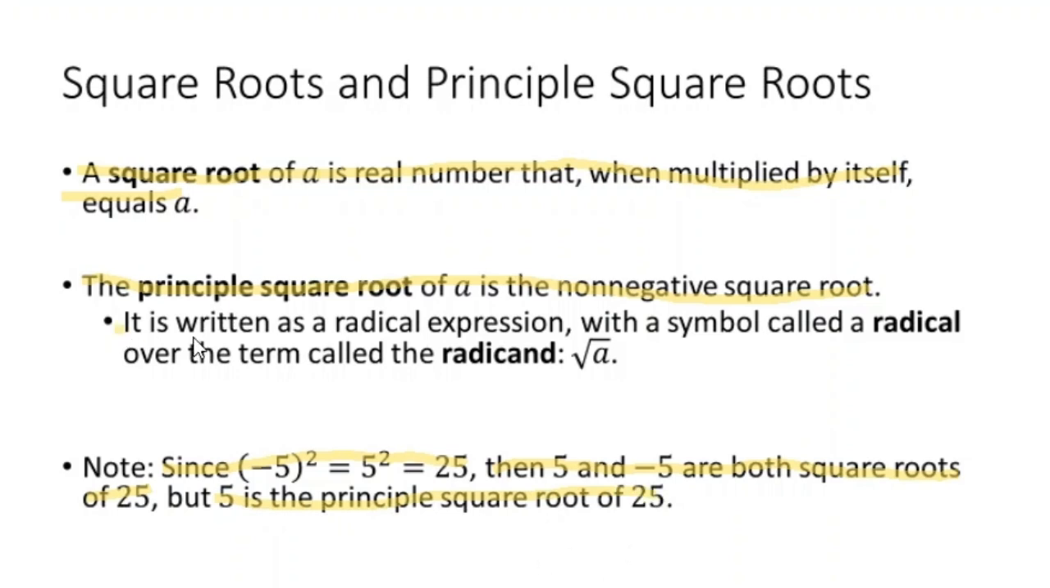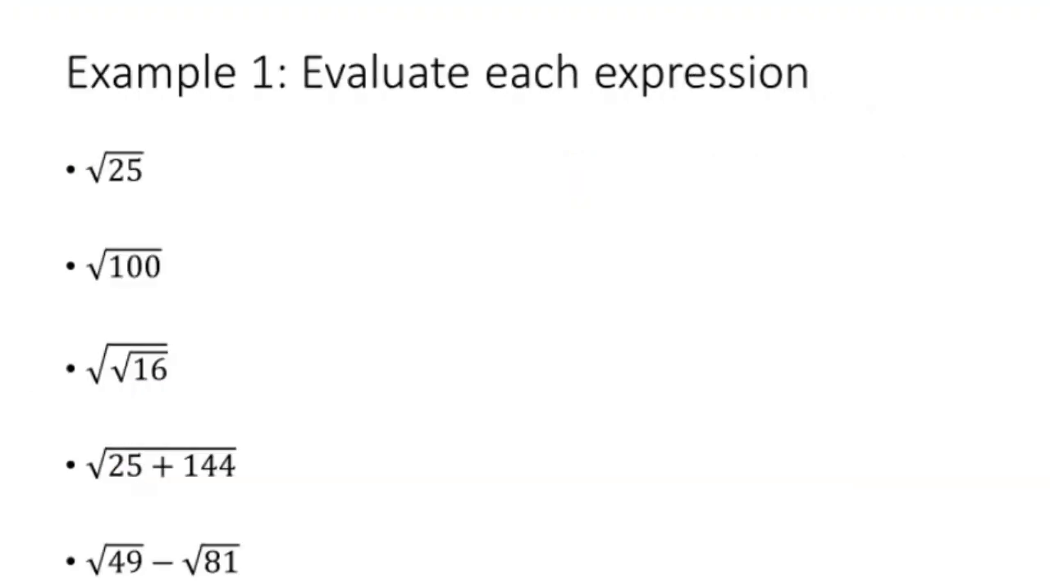Principal square roots are often written as radical expressions, with a symbol that we call the radical over the term we're taking the square root of, which we call the radicand. So this symbol here will be read as root a, or radical a, or the principal square root of a, or even just for short, square root of a. Now we're going to evaluate each expression. When it comes to order of operations, the radical symbol behaves both as parentheses, where we want to evaluate what's inside the square root first, and as an exponent, where after we simplify what's inside of the radical, we then take the principal square root of said number.